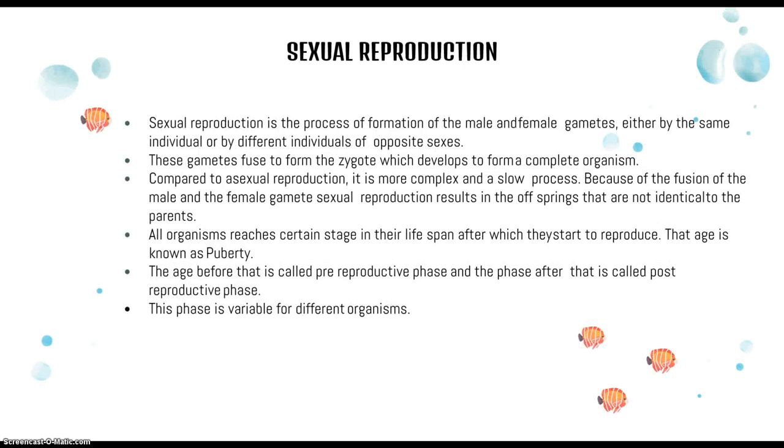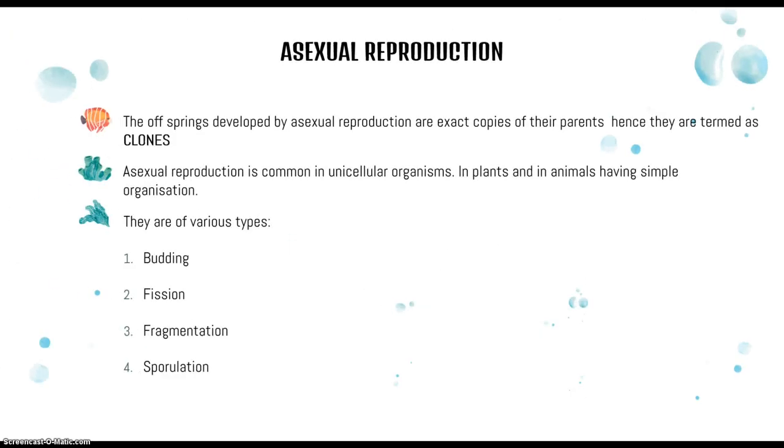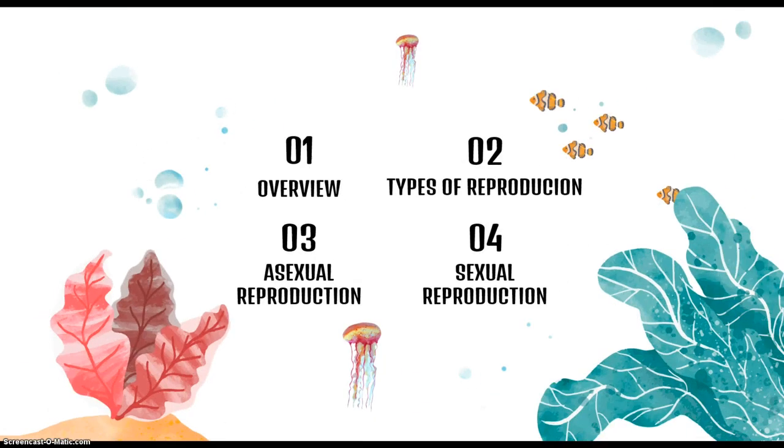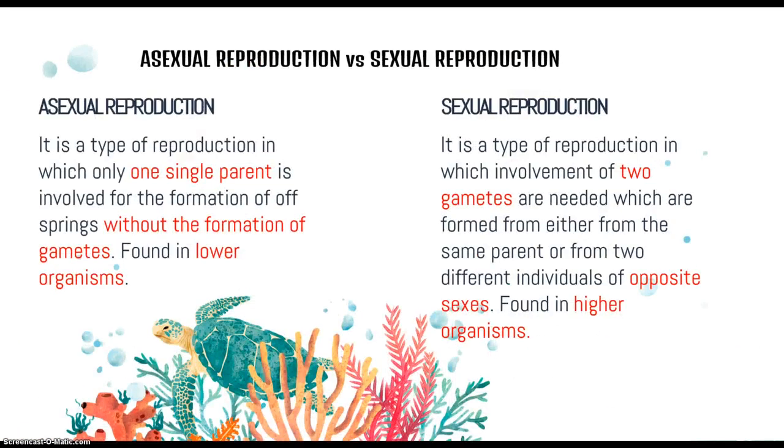So we have studied about the different types of asexual reproduction. We have studied about the basics of sexual reproduction. We have studied about few points of asexual reproduction. Now we'll move on to the difference between them. A very important thing regarding your syllabus, regarding your understanding, is the difference between them. In case of asexual reproduction, only one single parent is involved without the formation of gametes and it is found in lower organisms. I have mentioned each of these things beforehand.